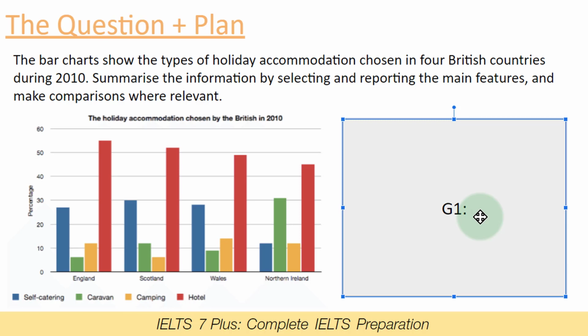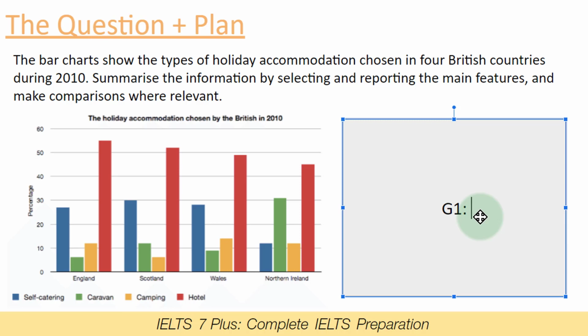Well, my first instinct is to have England versus Scotland as group 1. And group 2 could be comparing Wales and Northern Ireland. Or I could also do, and remembering I can't group by time, we only have 1 year, I could also group by type of accommodation. Self-catering and caravan in group 1, and camping and hotel in group 2.